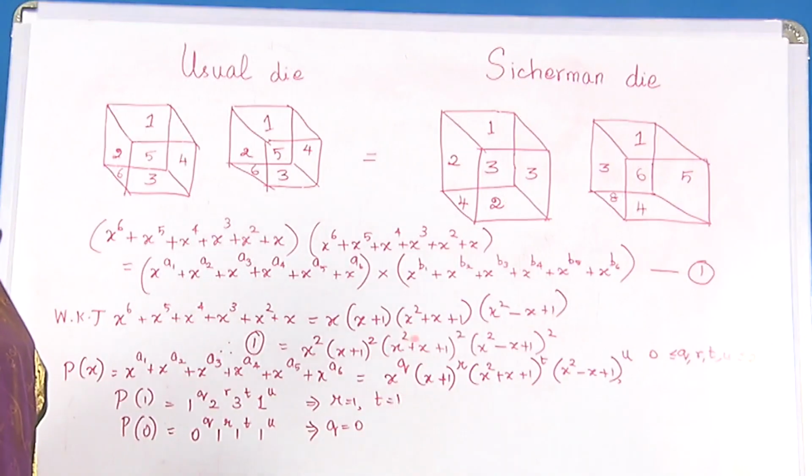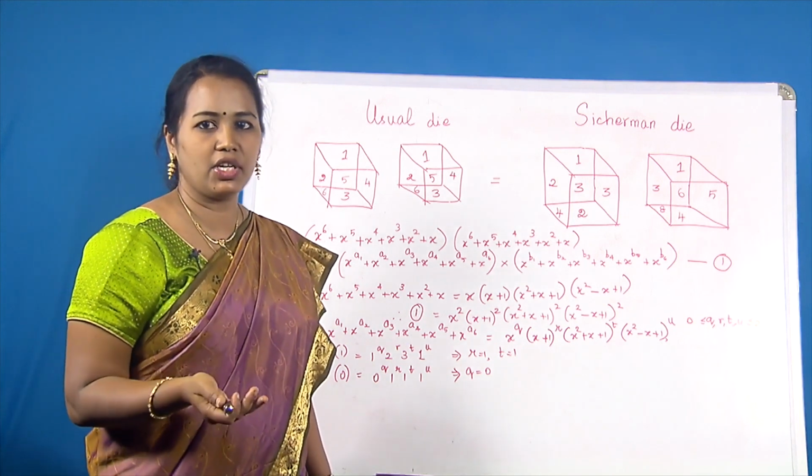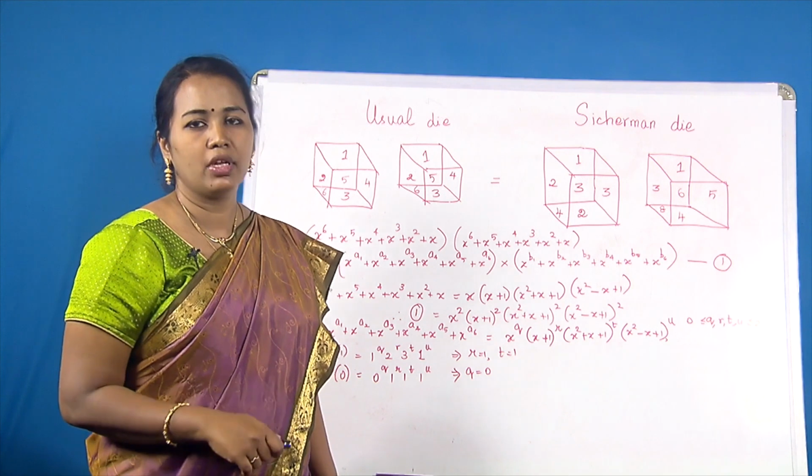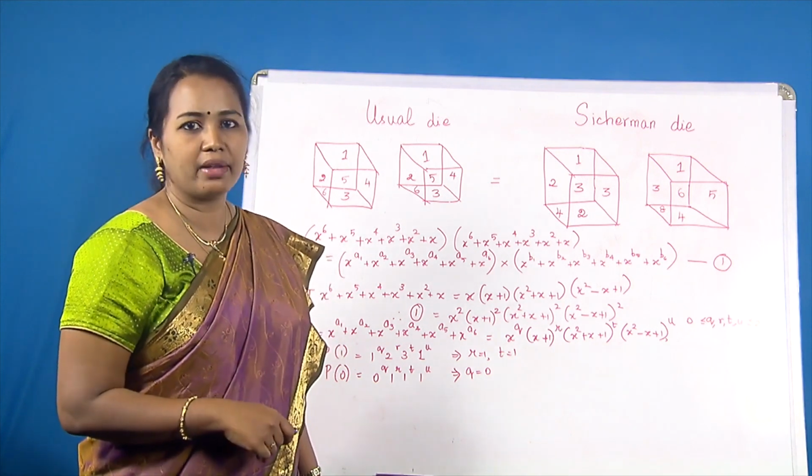Therefore, you will have x to the power q, (x plus 1) to the power r, (x squared plus x plus 1) to the power t, (x squared minus x plus 1) to the power u, where q, r, t and u lie between 0 and 2. They can have the values either 0 or 1 or 2. Let us restrict this further, the possibilities for these 4 parameters.